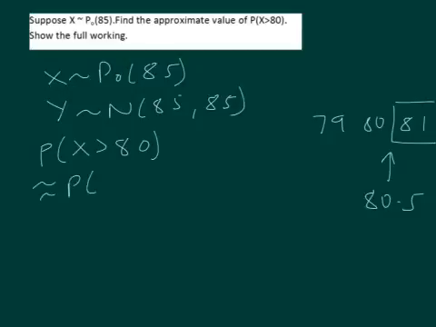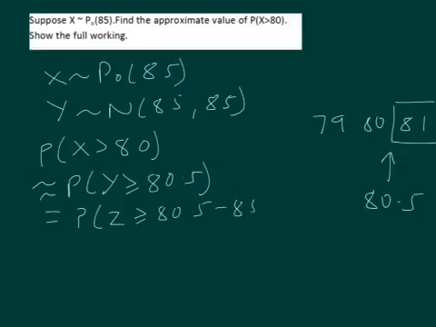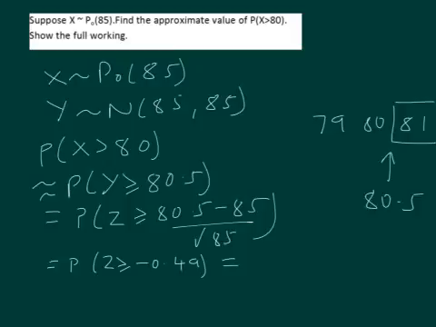So let's write this down. Probability that Y is greater than or equal to 80.5. And that's the probability that Z is greater than (80.5 minus 85), the mean, over the standard deviation. That works out to be minus 0.49. And by the normal rules of the normal distribution, that's Z to be less than plus 0.49, which is 0.6879.